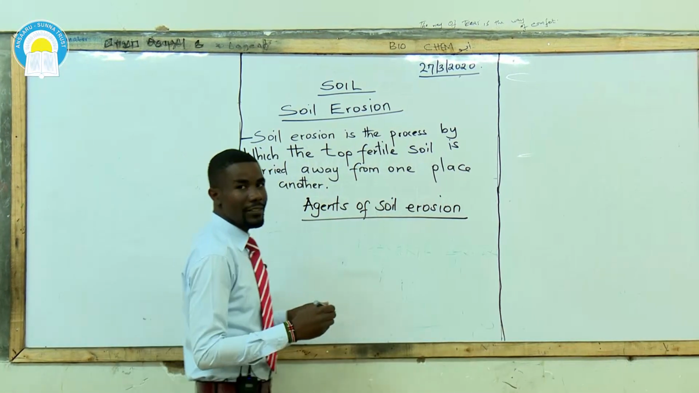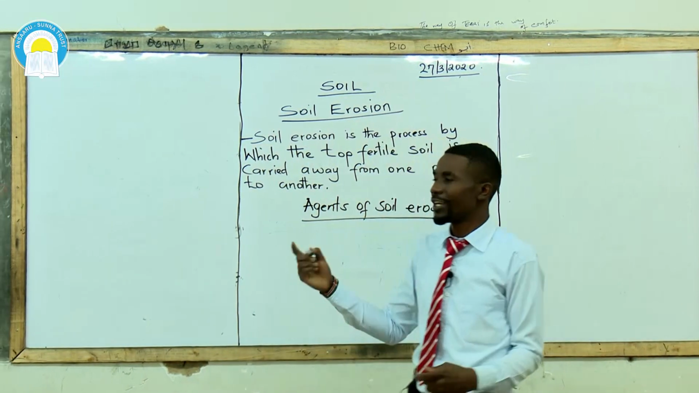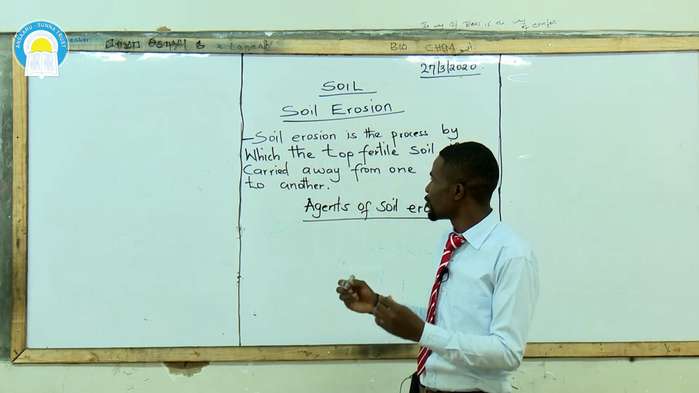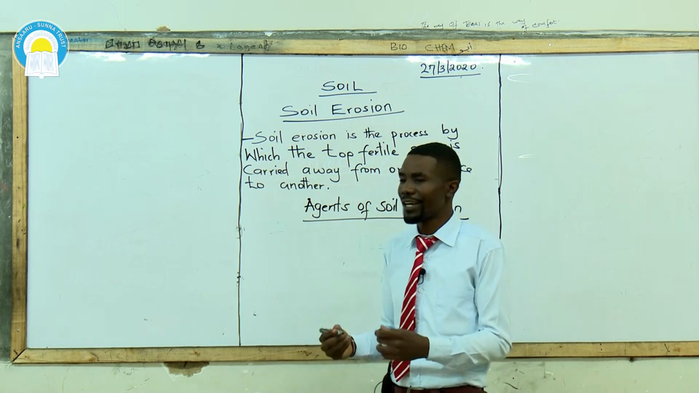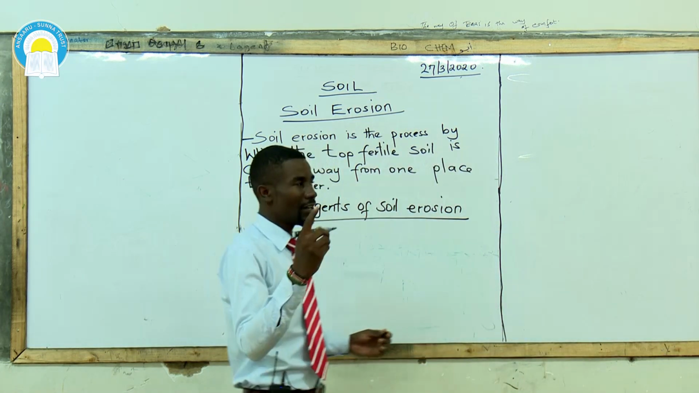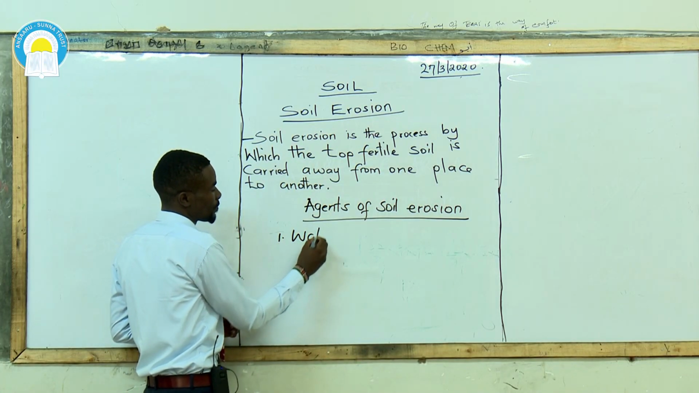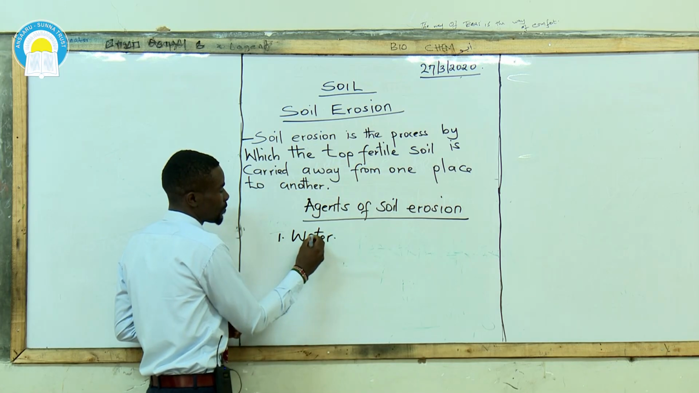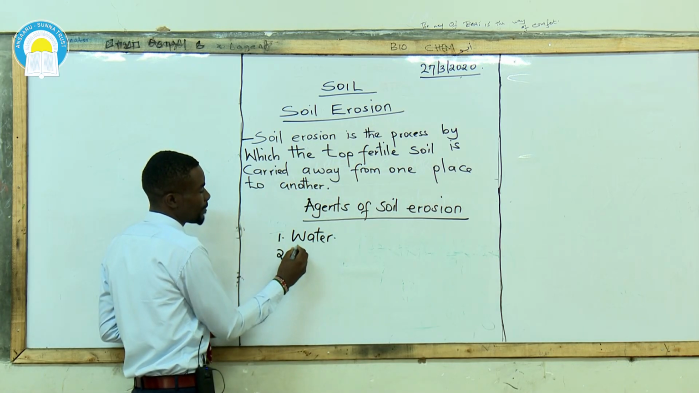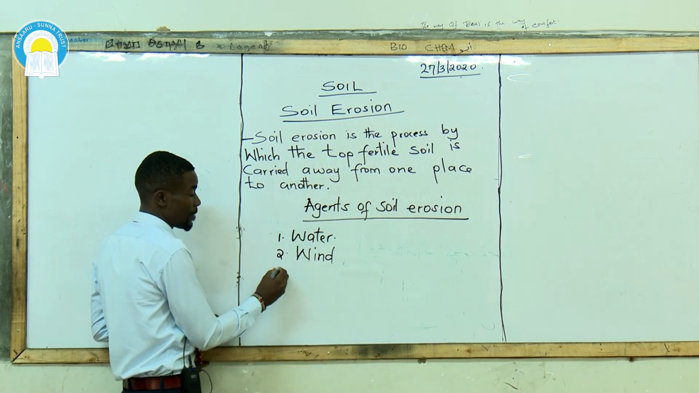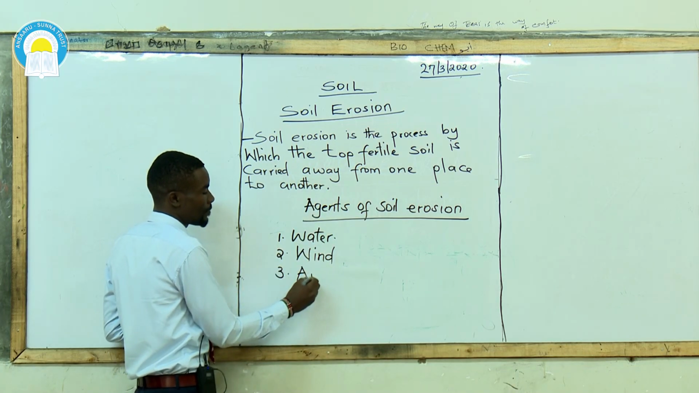For the topsoil to be carried from one point to another, like from the farm to where it is not required, there are things that will make it be carried away. Number one is water. Number two, soil can be carried away by wind. Number three, we can talk about animals.